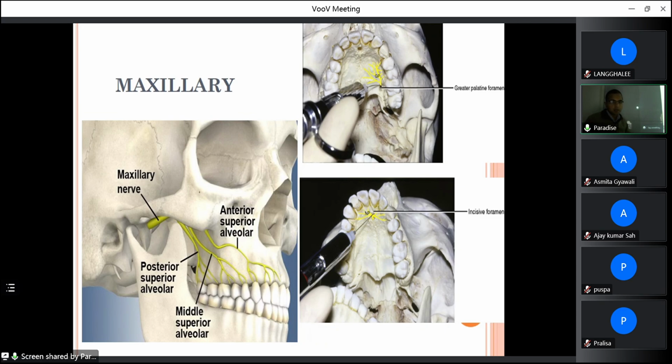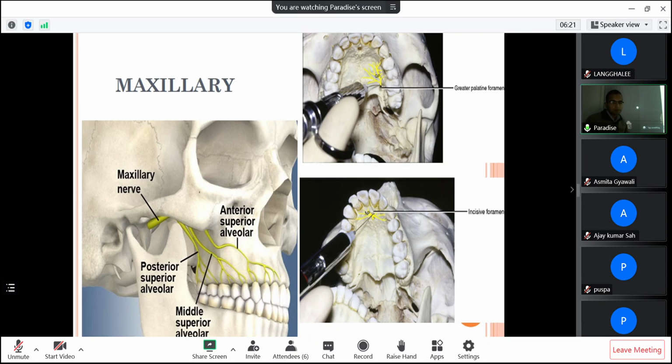As compared to all the nerve blocks, the most painful nerve block is the nasopalatine nerve block, followed by greater palatine. The least painful is PSA, posterior superior alveolar nerve block, because there is presence of only soft tissue. You don't have to contact the bone. So deposition of local anesthesia in the soft tissue is comparatively easy.